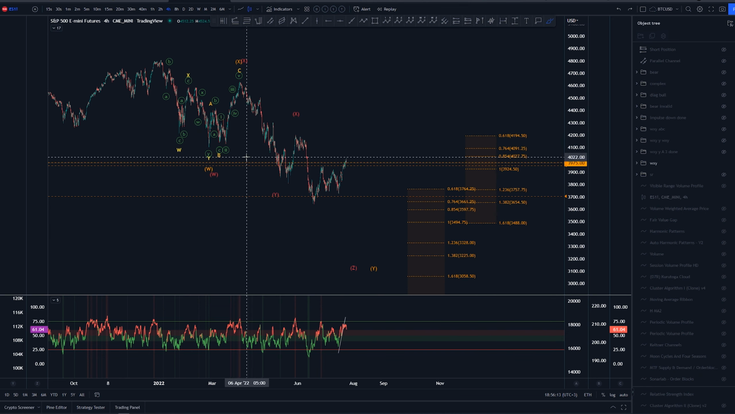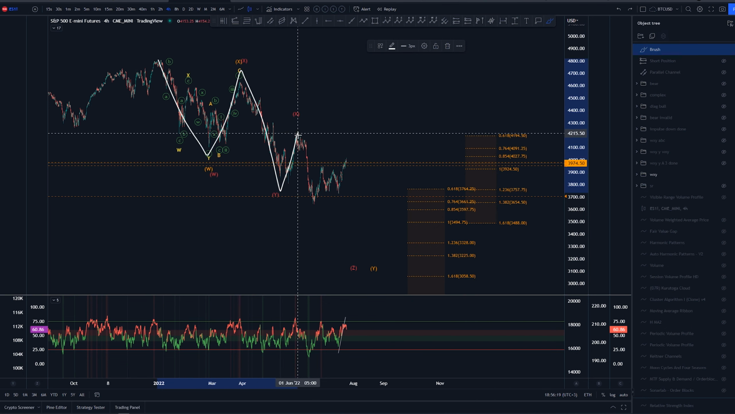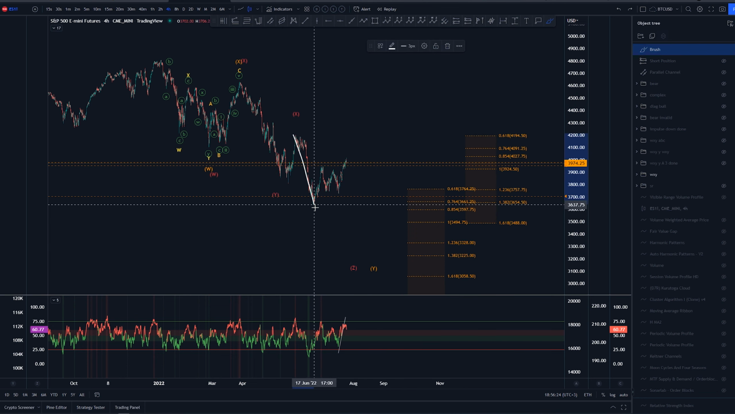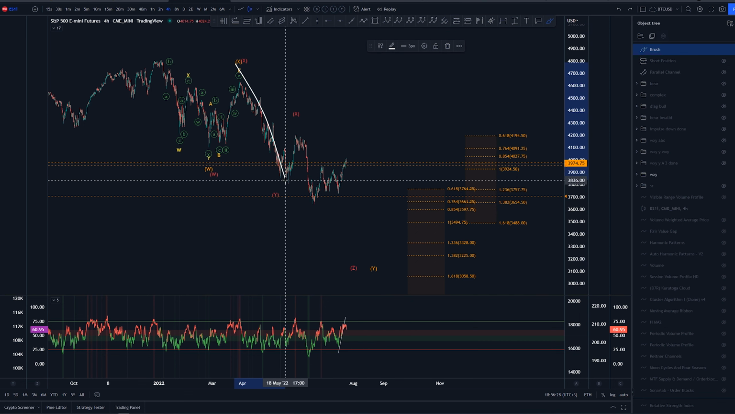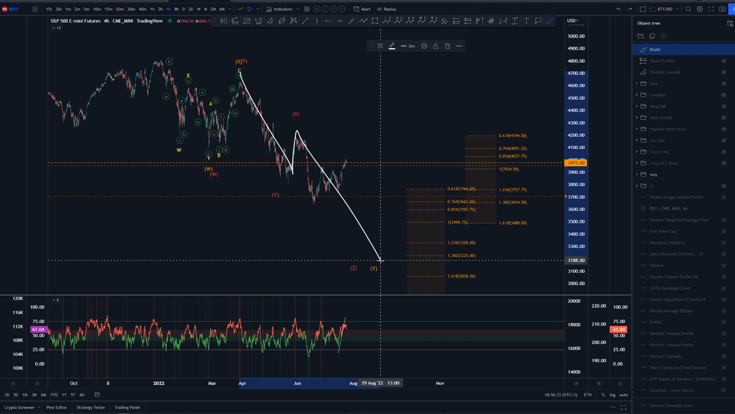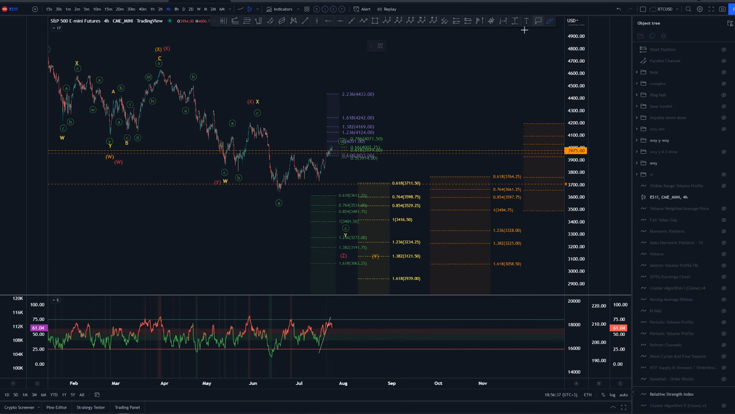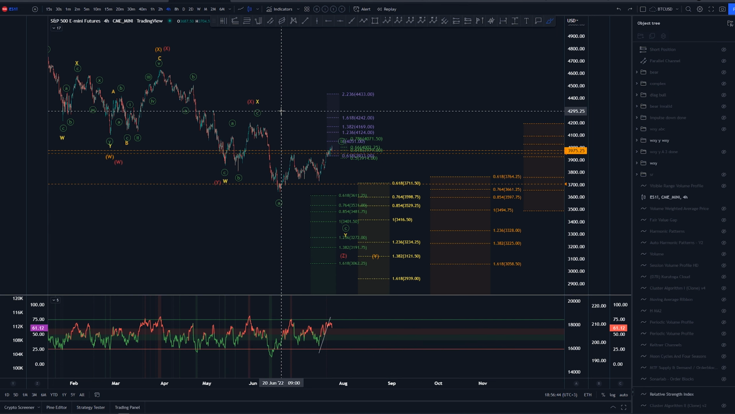At that point, at the latest, we would be looking at this red count here, which would again be WXY, X, Z. For this last leg, we would be looking at this as an A, B, and C. For the wave Y here, we would be looking at this as a W, X, and Y, which is shown here. So again, overall, we can't have a WXY structure within a complex correction according to the original Elliott Wave book.